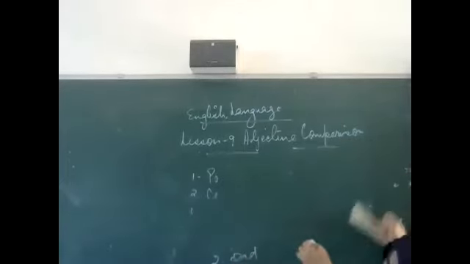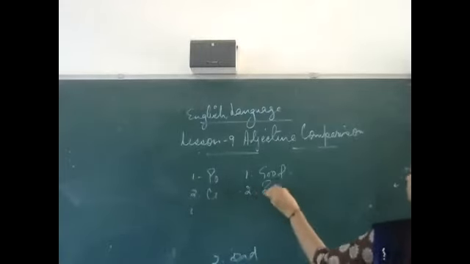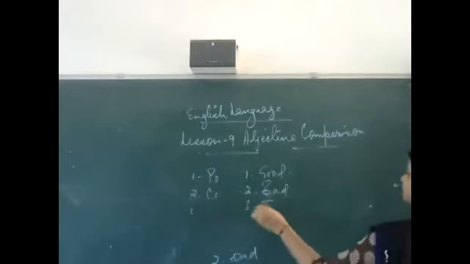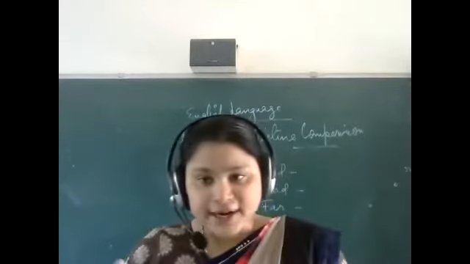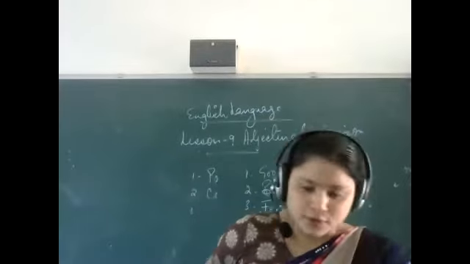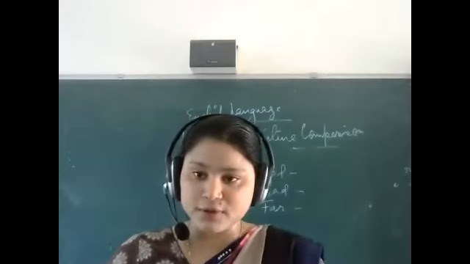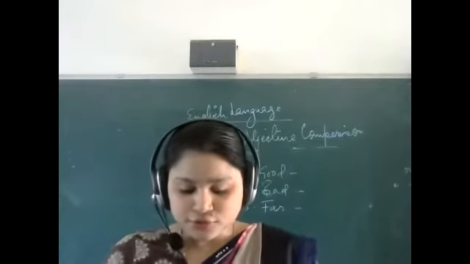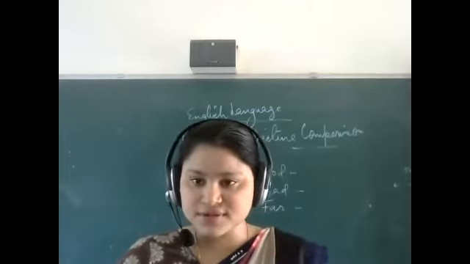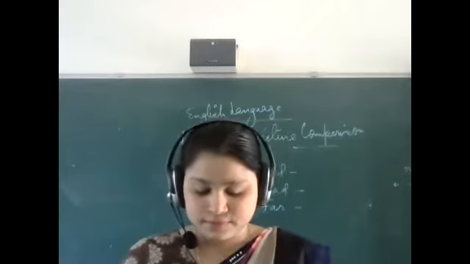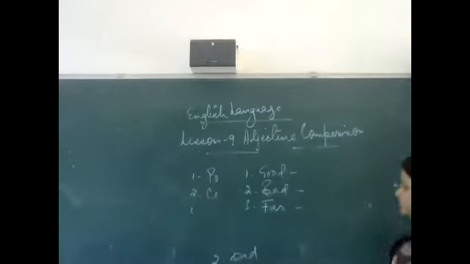There are three adjectives that have different forms. We cannot use er here, or than, and we are also not going to use more here. So for good we use better and best, for bad, worse and worst, and for far, farther and farthest.